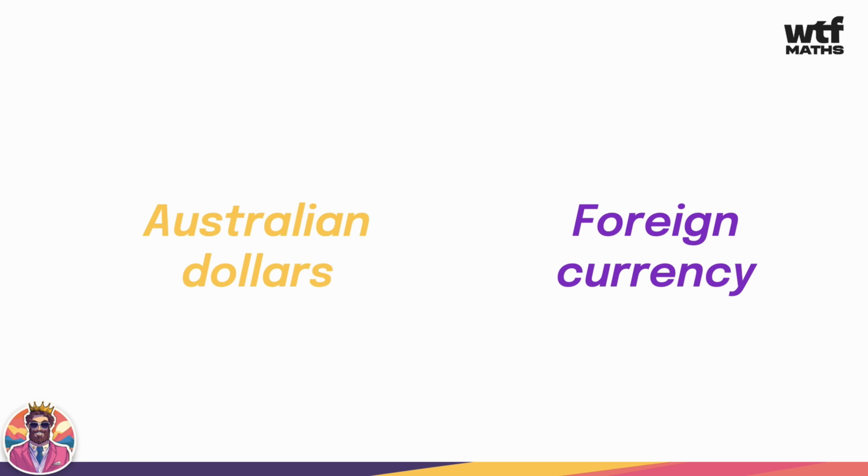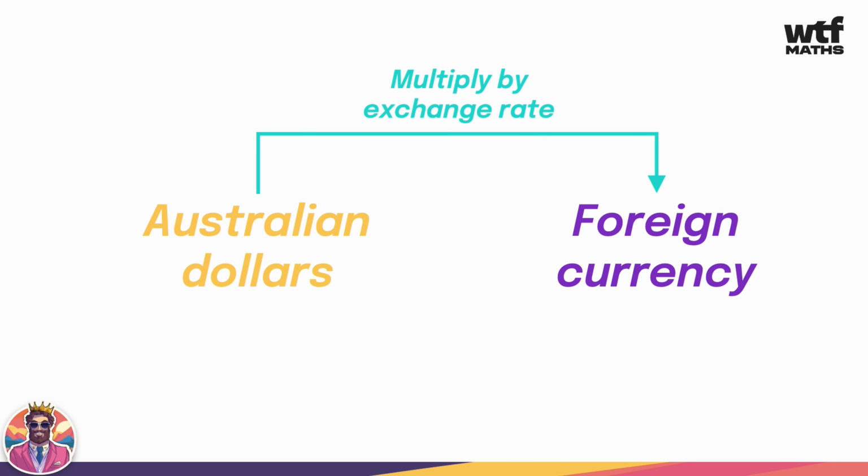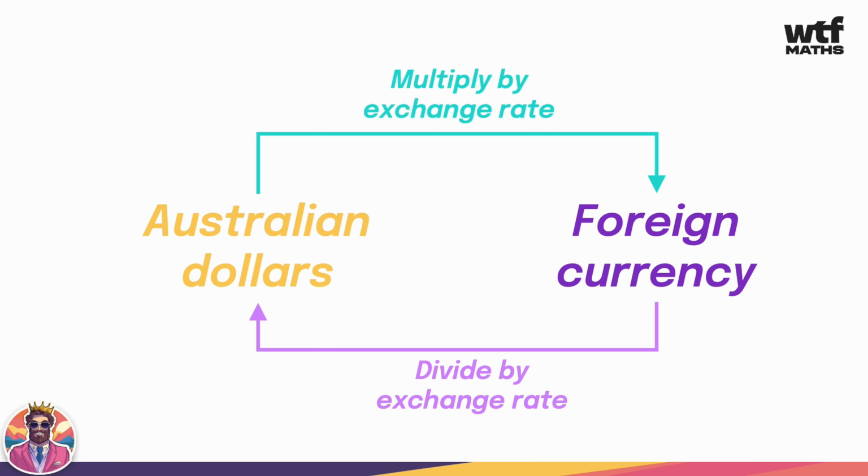So this is how direct exchange rates work. On the left we have our Australian dollars. If we want to turn it into a foreign currency, we're going to multiply by the exchange rate for our currency. If we want to turn a foreign currency back into Australian dollars, we're going to divide by that same exchange rate.